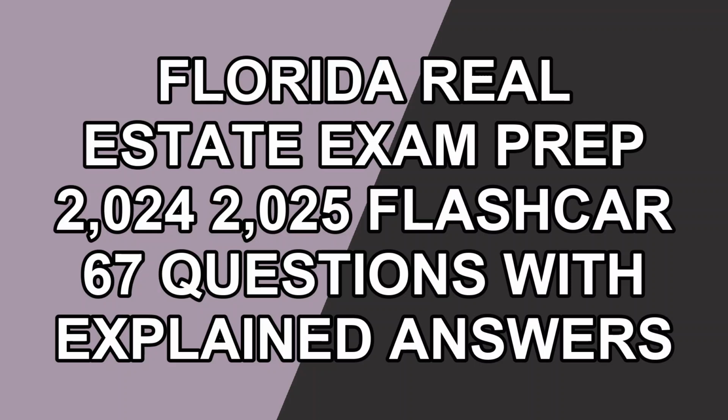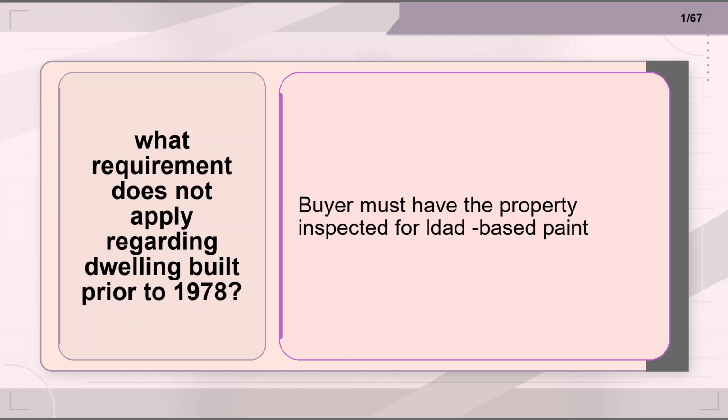2024-2025 Flashcard, 67 questions with explained answers. Flashcard 1. Term. What requirement does not apply regarding dwelling built prior to 1978? Definition. Buyer must have the property inspected for lead-based paint.